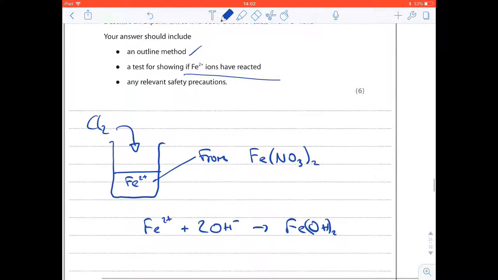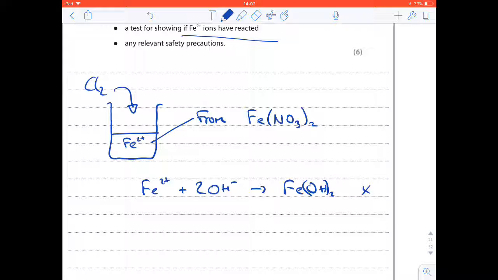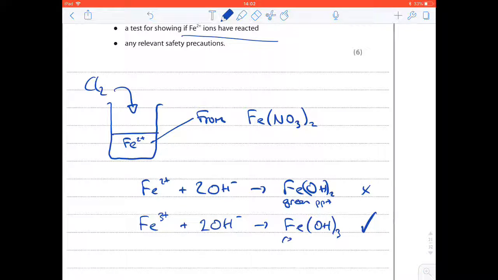So if you formed Fe3+, that would be a negative result with the Fe2+. If you formed Fe3+, you could react that with the same sodium hydroxide, and you'd now end up with the reddish brown precipitate of iron(III) hydroxide, and that would tell you that the chlorine had reacted with the Fe2+. So this is your green precipitate, that's your red-brown precipitate from the positive test.